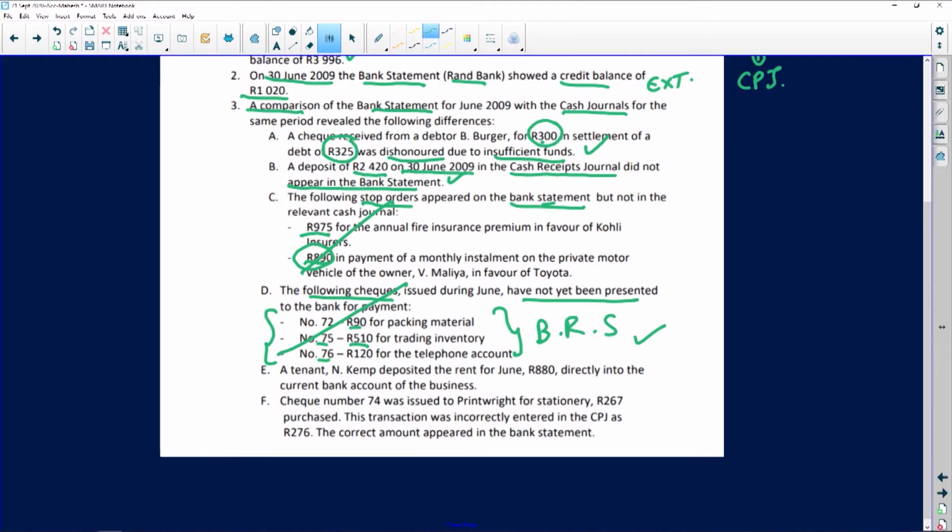So let's look at information E. A tenant in Kempt deposited the rent for June, 880 Rand, directly into the current bank account of the business. So you've got your tenant, he pays you 880 Rand.